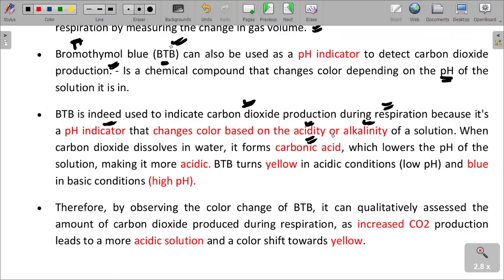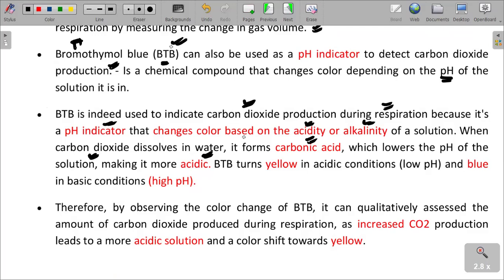Carbon dioxide reacts with water, dissolving and forming carbonic acid, which lowers the pH of the solution. So it lowers the pH if carbon dioxide dissolves in water, making it more acidic. When the pH of a solution is low, it means it is acidic.